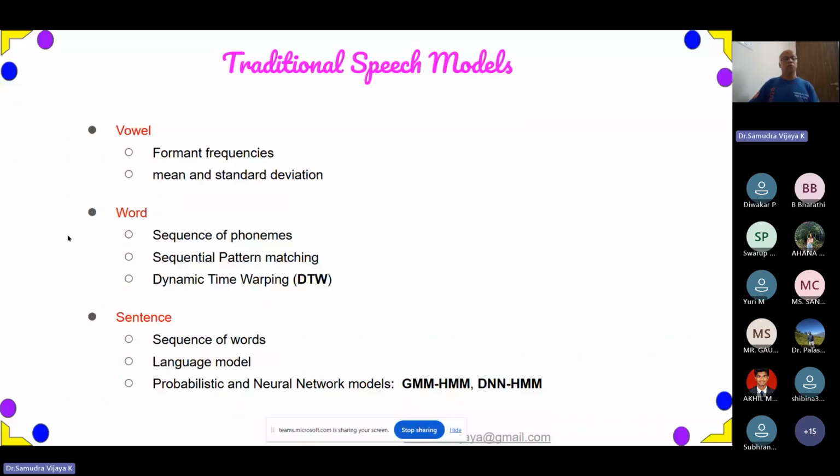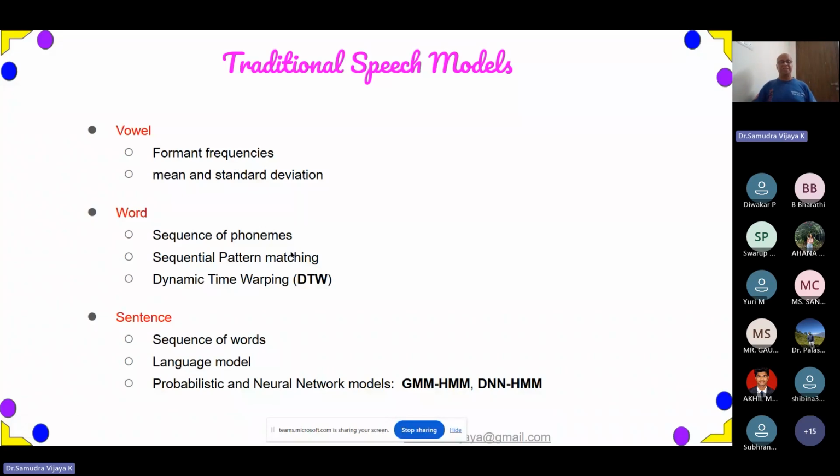On the other hand, we don't speak sound by sound. We speak a sentence. A sentence consists of words, and a word is a sequence of phonemes. Suppose the word Bharat is there. There are several sounds: B, A, R, A, T. Five sounds are there. So the word Bharat is a sequence of five phonemes. So we need a method in which we recognize a sequential pattern, not just one sound, but a sequence of several sounds. A sentence is a sequence of words, and these sequences of words are governed by a language model.